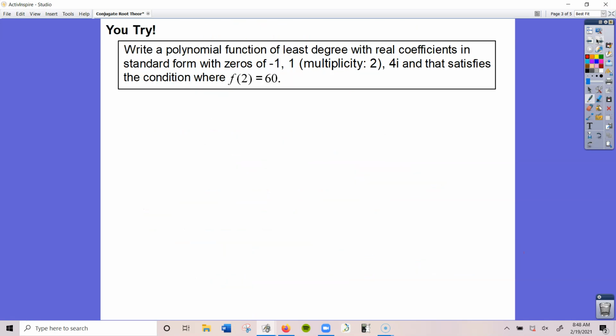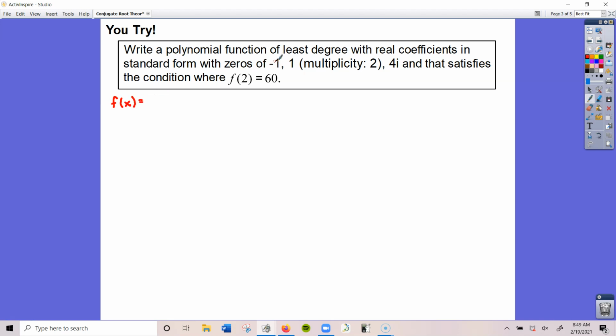Let's try this one more time. It says to write a polynomial function of least degree with real coefficients in standard form with the zeros negative 1, 1 that has a multiplicity of 2, 4, and 4i, and that satisfies the condition f of 2 is equal to 60. So first, let's write the linear factorization.